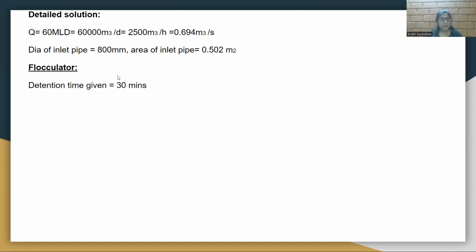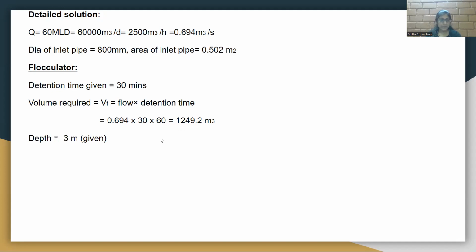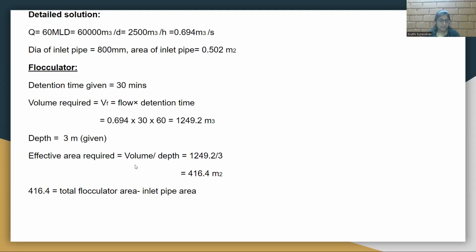For the flocculator, the detention time given is 30 minutes. So the volume of the tank would be the flow times the detention time, which is 0.694 into 30 into 60, which is 1249.2 meter cube. Now depth is given as 3 meters. So the effective area required, if you divide this volume by the depth, you will get the surface area. And the effective area will be the total flocculator area minus the pipe inlet area. So when you do that, we'll get this answer.